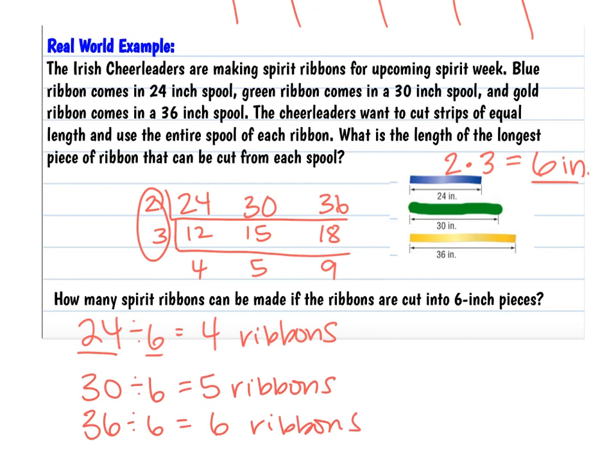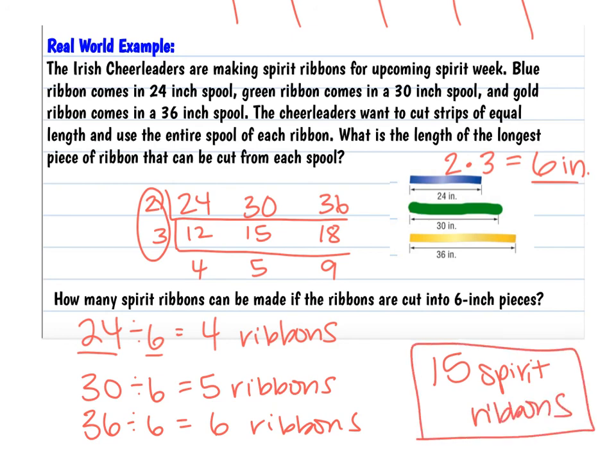Now the question's asking how many can they make? Well, 4 plus 5 plus 6 would be 9, 15. So they would be able to make 15 spirit ribbons. Okay. Notice I'm using my label to match what the question is asking, how many spirit ribbons.